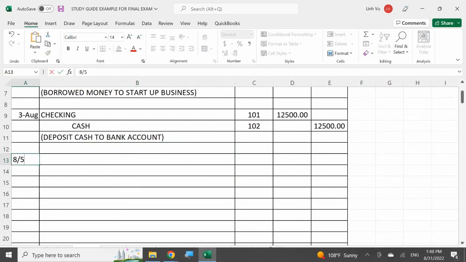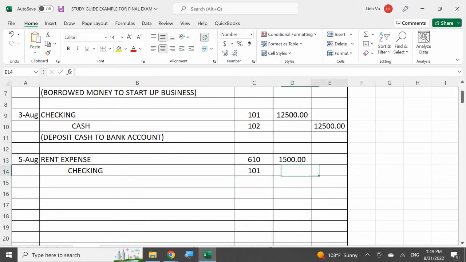It is 8/5 now. Rent expense 610, right? Because it's an expense account, you're supposed to debit expenses. And because you're decreasing your checking account, okay, for $1,500.